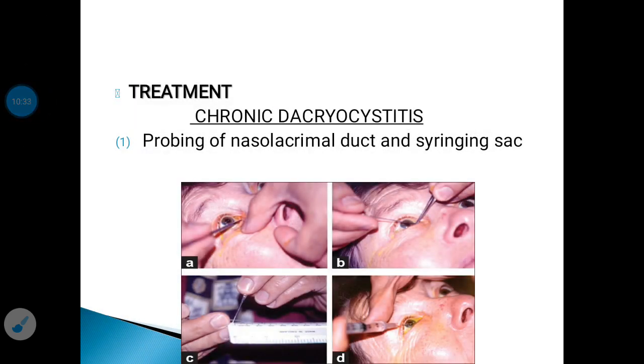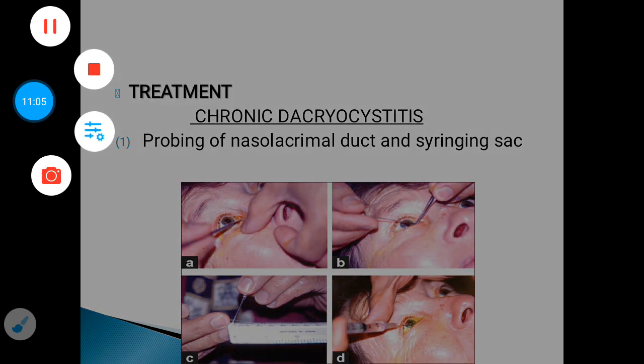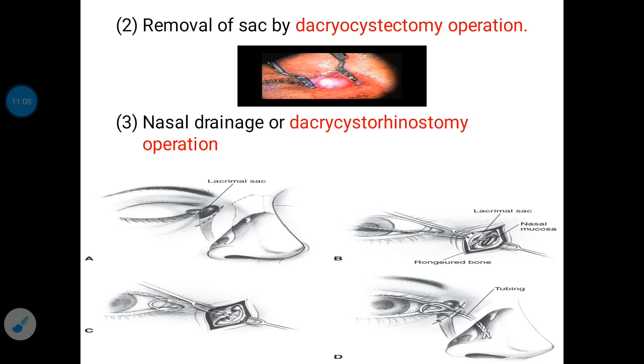Now coming to the treatment of dacryocystitis. First we will study the treatment of chronic dacryocystitis, and then we will study the treatment of acute dacryocystitis. In chronic dacryocystitis, one of the treatments is probing of the nasolacrimal duct and syringing of the sac. This may be tried in the early stage to open up the duct and to control the infection by syringing, but this method invariably fails as the patency of the duct cannot be restored.